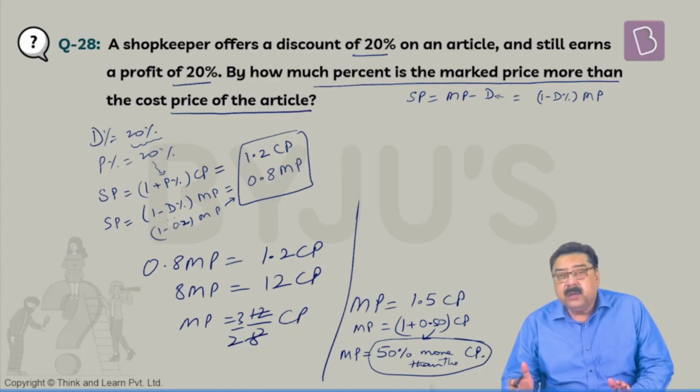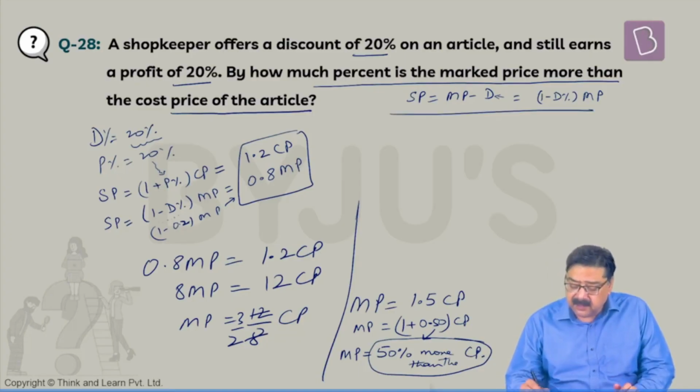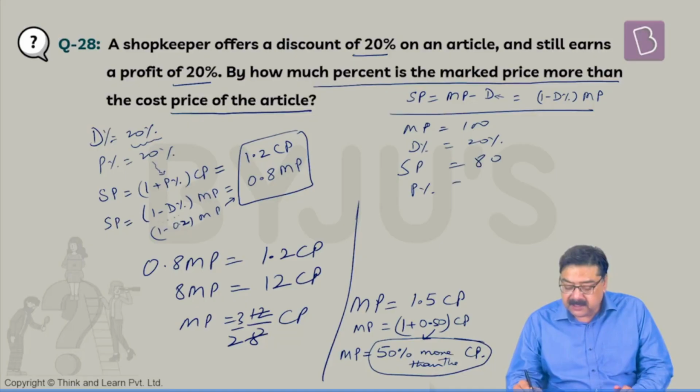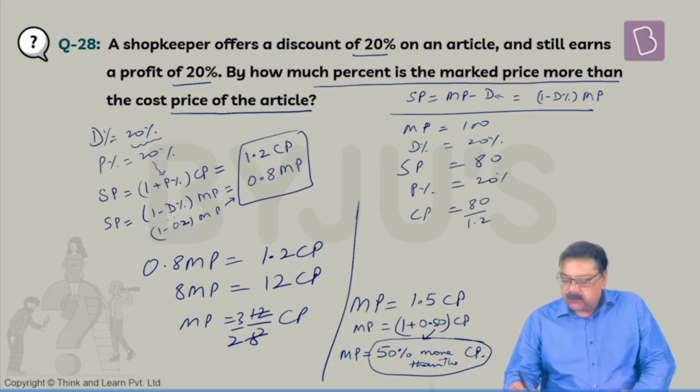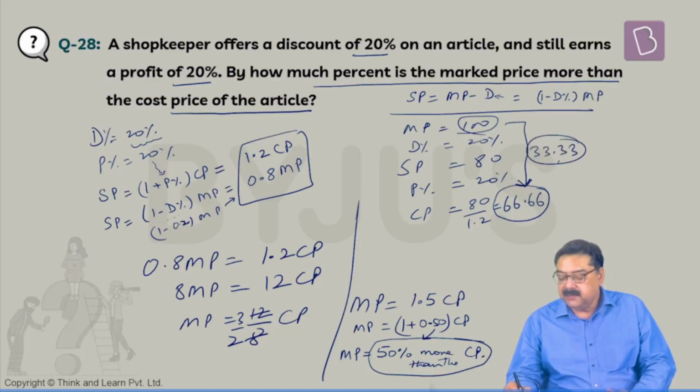If you want to take an instance or an example, let marked price be rupees 100. Discount percentage is 20%. So selling price is 80. Profit percent is 20%. So cost price is 80 by 1.2, which is 66.66. Now, the difference between marked price and cost price is 33.33, which is half of 66.66.